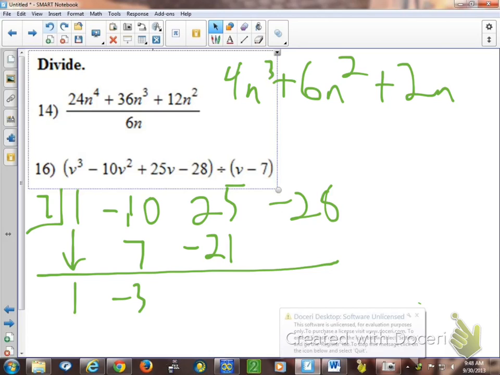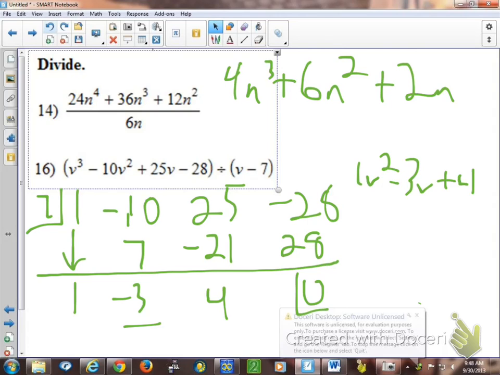That's right. You take everything below this line and multiply. Now, where are you getting that number? You're subtracting the top number and taking the bottom number. Technically, you're adding, but since it's negative, you're basically subtracting. Very good. 25 plus negative 21. 4. 4 times 7. 28. 0. All right. So if we started with v cubed, what does our answer start with? V squared. So that's 1v squared minus 3v plus 4.